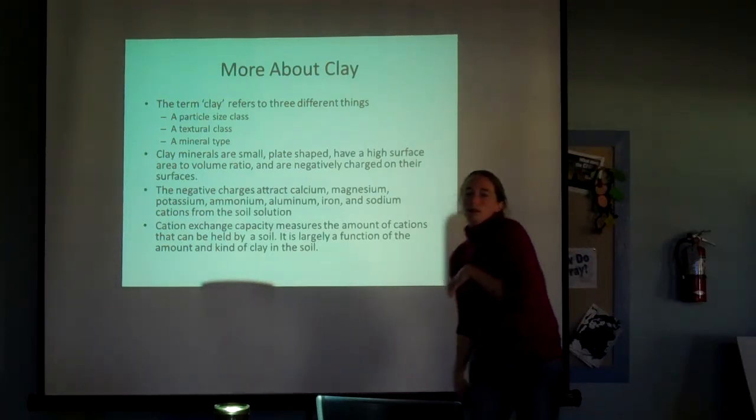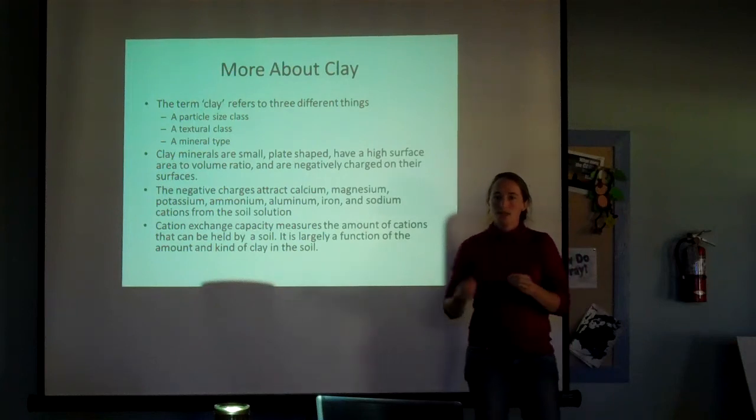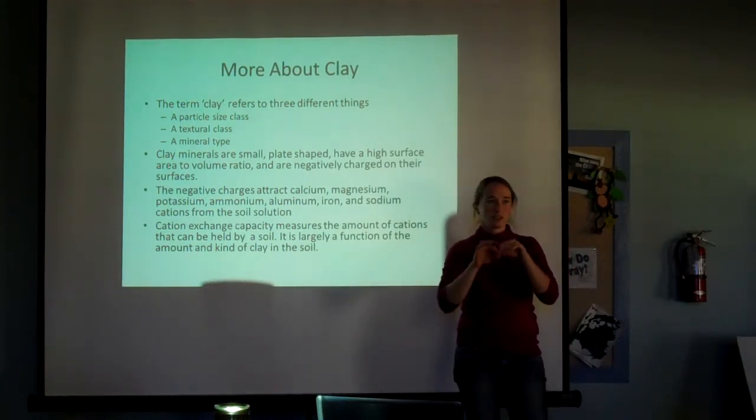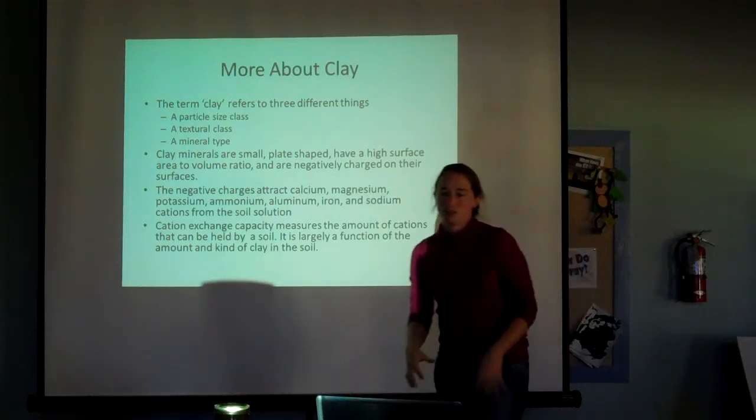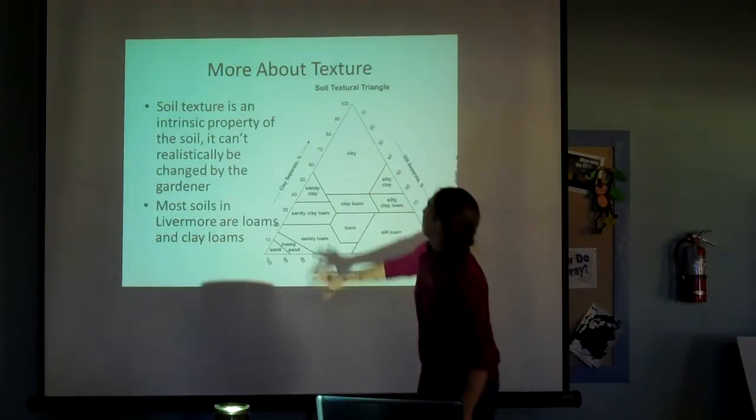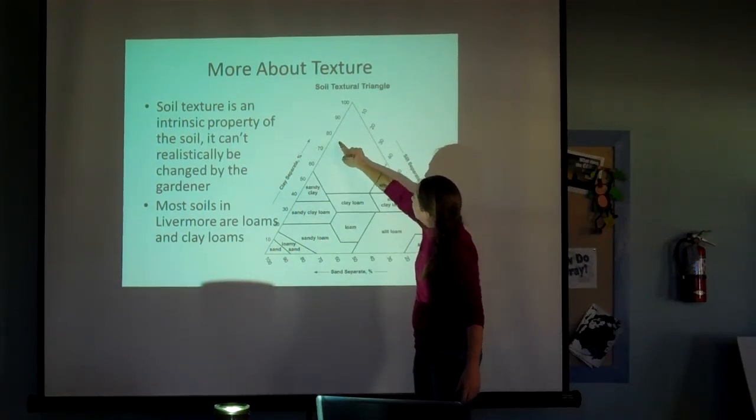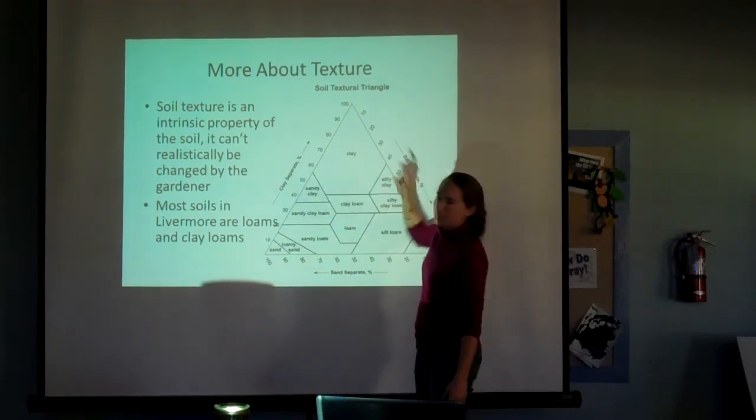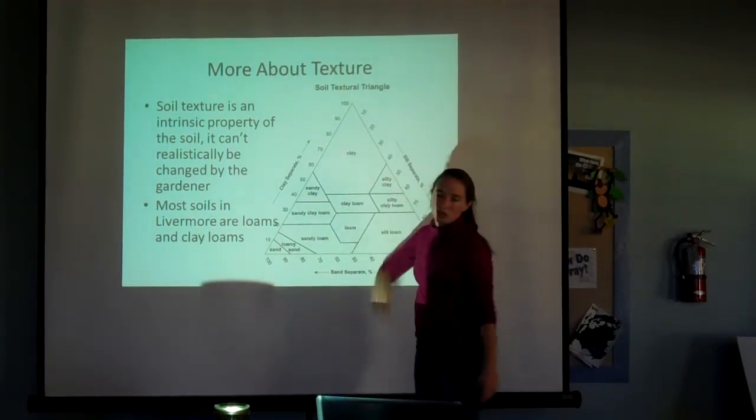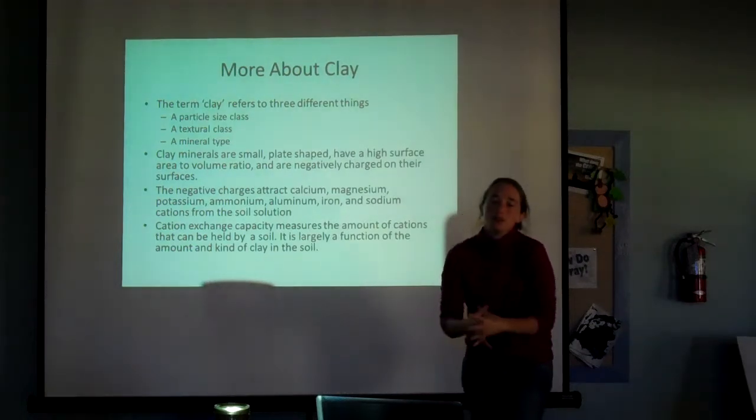So a little bit more about clay. Clay is a confusing term in soil science. It refers to a particle size class, so clay sized particles. It refers to a textural class, so on the triangle, this soil right here actually only has 80% clay. It also has some sand and silt sized particles in it, but we still call it a clay soil.